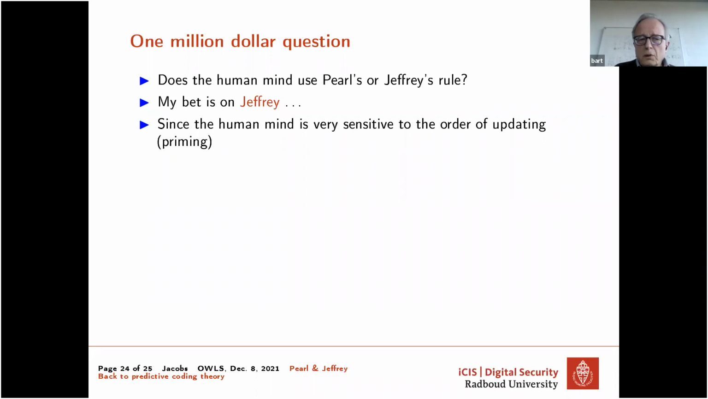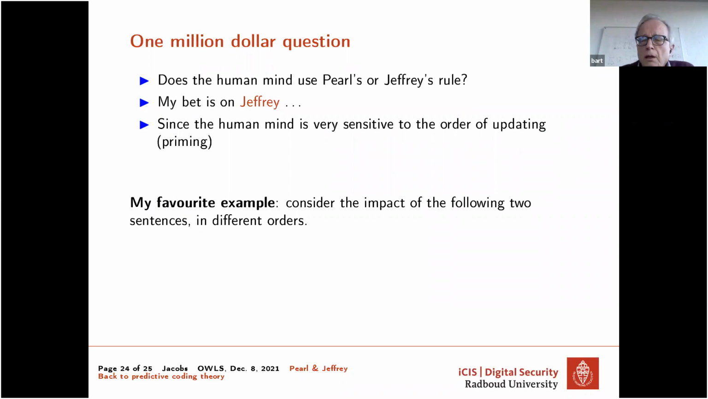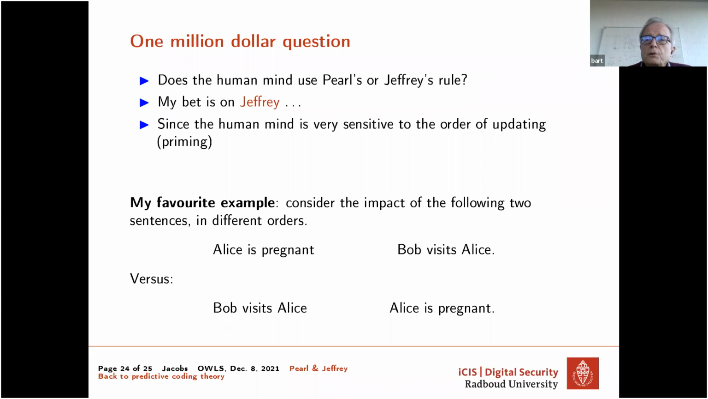And why is my bet on Jeffrey? Because the human mind is extremely sensitive to the order in which information is presented. The mind is very sensitive to the order of priming, is how psychologists express this. Here's my favorite example. Some of you may have seen it before, but I'm going to present you two statements in different orders, and just think of what it does to your own mind. So the first order is as follows. The second order is this. What does it do to your mind?